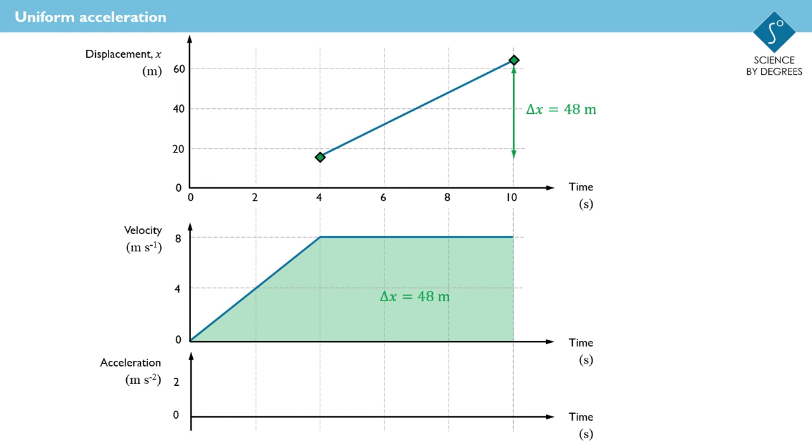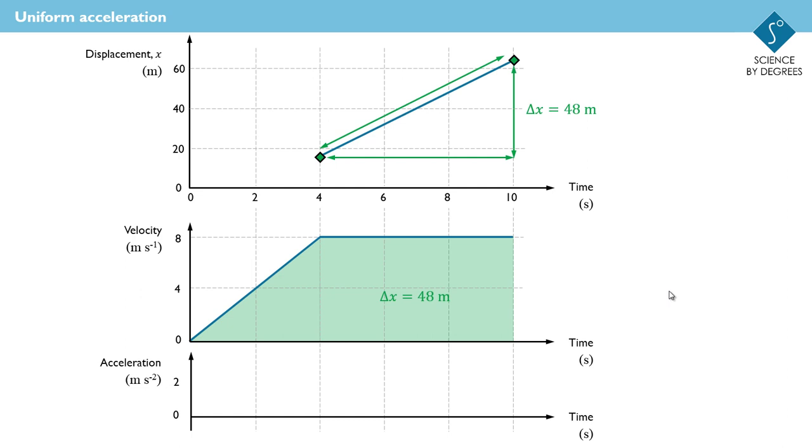And another really key point here is that in just the same way as you can get the change in displacement from the area under the velocity graph, you can also get the velocity from the gradient of the displacement graph. Here's a line where the change in displacement is 48 meters, as we know, and the change in time is 6 seconds. So the gradient of that line is 48 meters over 6 seconds, which gives you 8 meters per second. But we know that 8 meters per second is exactly what the velocity is in this section of the motion anyway.